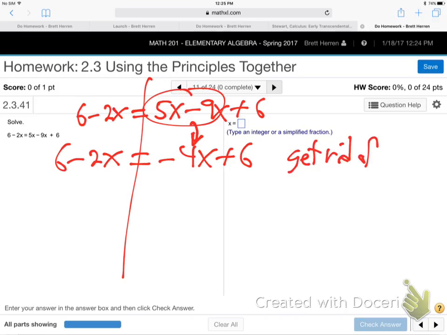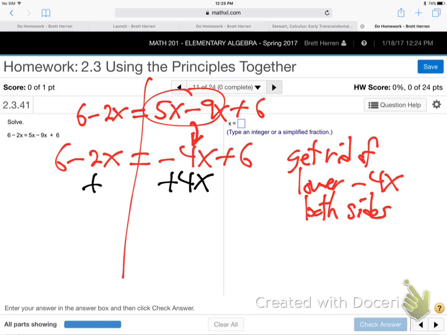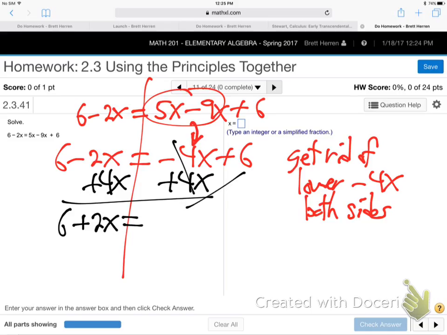Get rid of the lower, negative 4x, both sides. So what will get rid of the negative 4x? Plus 4x, and you've got to do it to both sides. That'll get rid of the lower one, huh? Good there? So what do we have? 6. It's going to be plus 2x, and that's just 6. Everybody see what happened there, right? 4x, take away 2x is plus 2x. If you lose $2 and gain 4, you gain 2. Good there? Just use a calculator too.